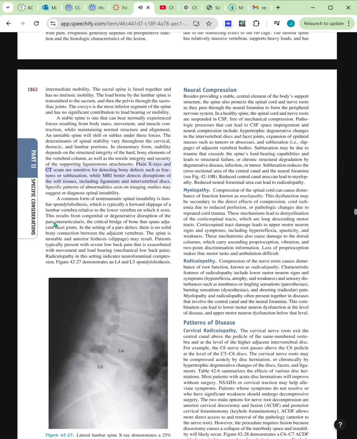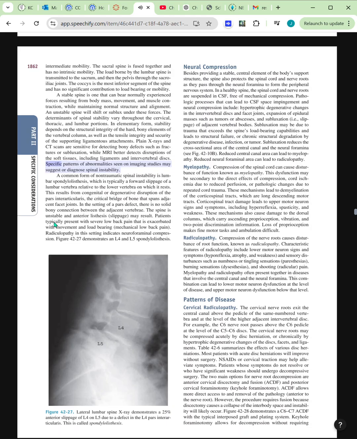Plain X-rays and CT scans are sensitive for detecting bony defects such as fractures or subluxation, while MRI better detects disruptions of the soft tissues, including ligaments and intervertebral discs. Specific patterns of abnormalities seen on imaging studies may suggest or diagnose spinal instability.